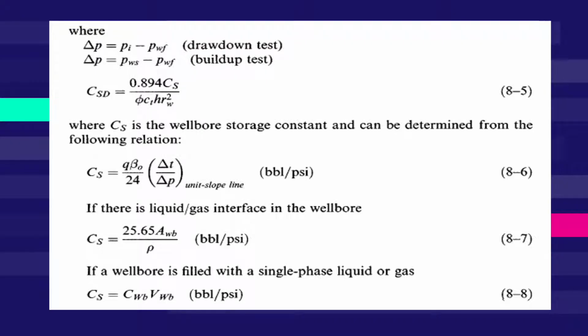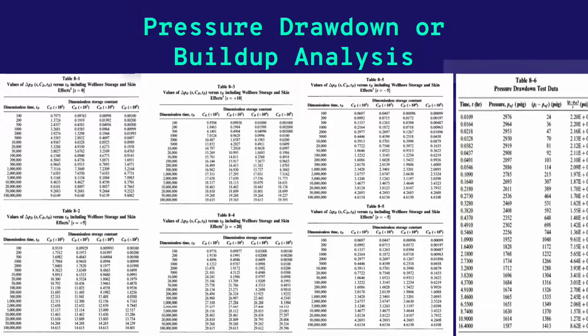Successful application of Ramey's type curves depends significantly on our ability to establish the correct value of CSD to be used for curve matching. Throughout the presentation for pressure drawdown or build-up analysis, we will tackle the steps necessary for using Ramey's type curve. Also, Tables 8.1 through 8.5 from the Oil Well Testing Handbook by Chaudhry are to be used in this discussion.